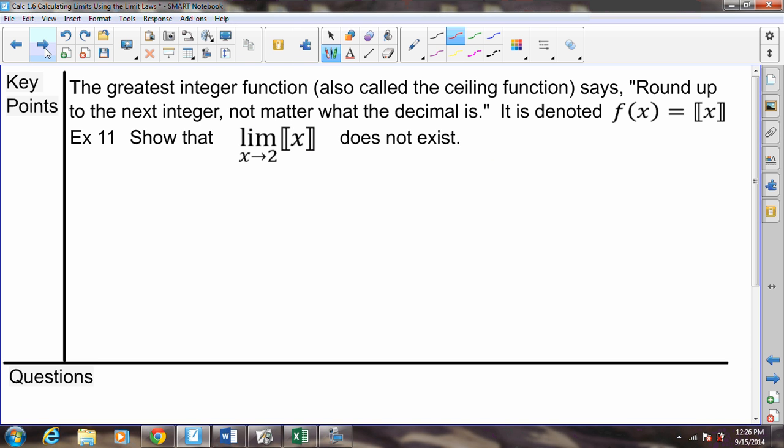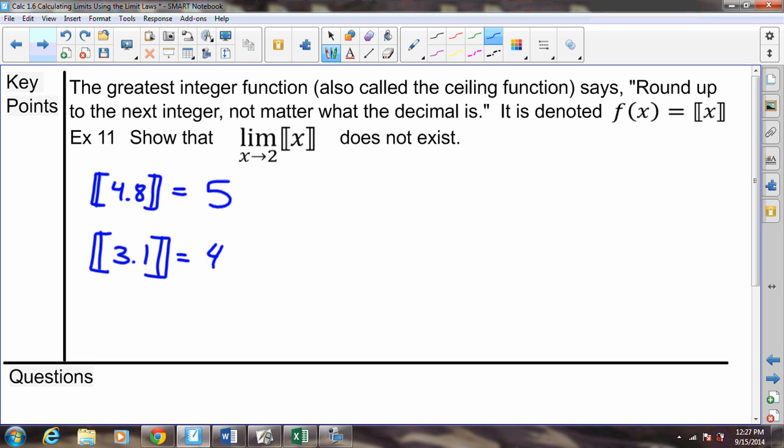Example 11 needs a little bit of background. The greatest integer function, which is also sometimes called the ceiling function, has the directions round up to the next integer no matter what the decimal is. So some good examples. If we had the greatest integer of 4.8, round that up to the next whole integer that's bigger than 4.8. That's 5. And if we were to take the greatest integer of, say, 3.1, what's the next integer that's bigger than 3.1?